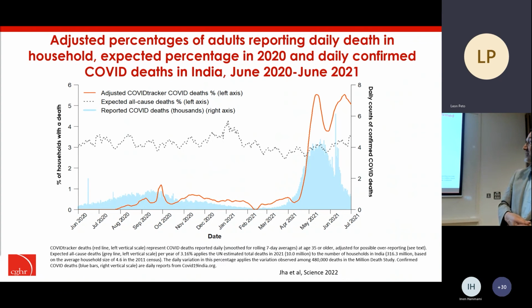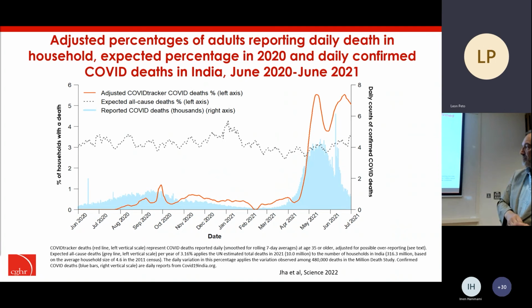And what did we find? Well, what's shown here is the proportion of houses that reported a death. The dotted line represents the expected number, which is about 3% of houses that should report a death in the last month over time. And the variation there is from the Million Death Study, so you see the kind of monthly variation. And then in blue are the reported COVID deaths with the right axis. And the red is what COVID Tracker reported for just COVID deaths.